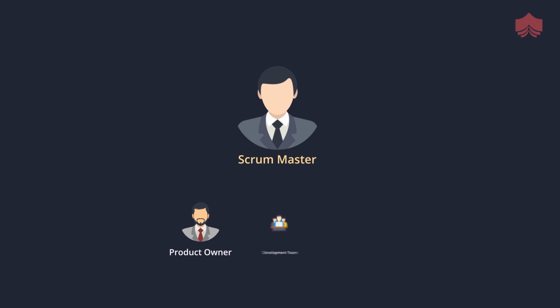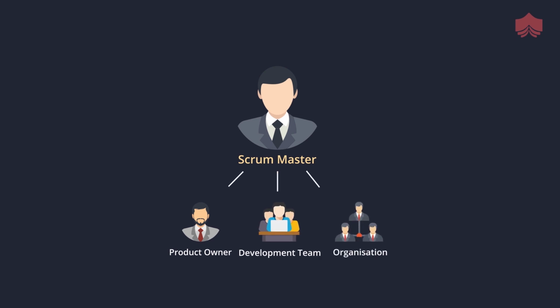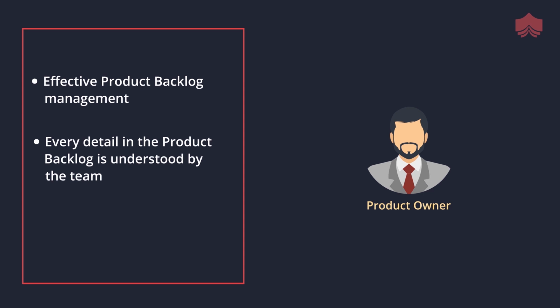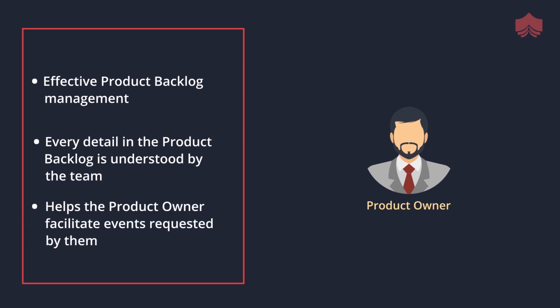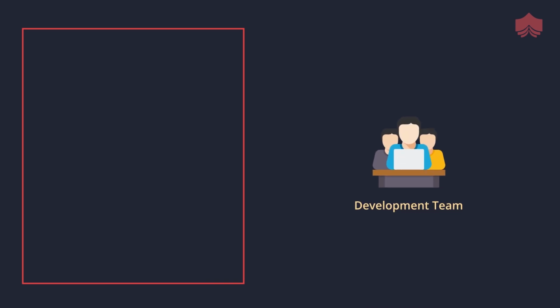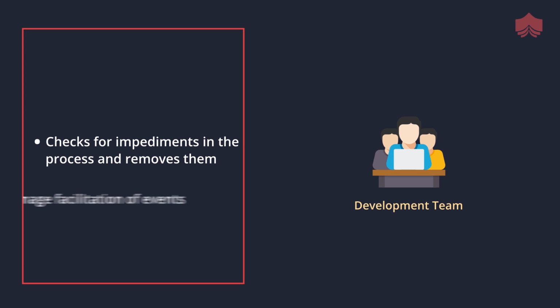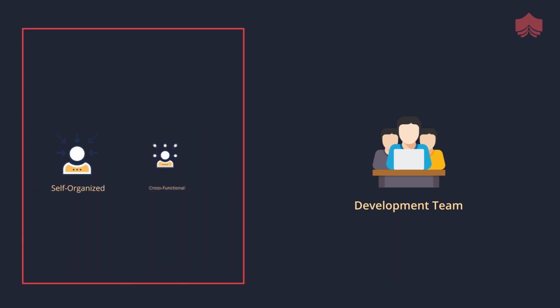They serve the product owner, they serve the development team, and they serve the organization. For the product owner, they help the product owner find techniques for effective product backlog management. They make sure that every detail in the product backlog is well understood by everyone else in the team, and they help the product owner facilitate any of the events which are requested by them. For the development team, they are the ones who create the safety net. They are the ones who make sure that any impediments in the way of the progress of the development team are removed. They make sure that any events that need to be facilitated for the development team are taken care of, and they coach the development team to be self-organized and cross-functional.